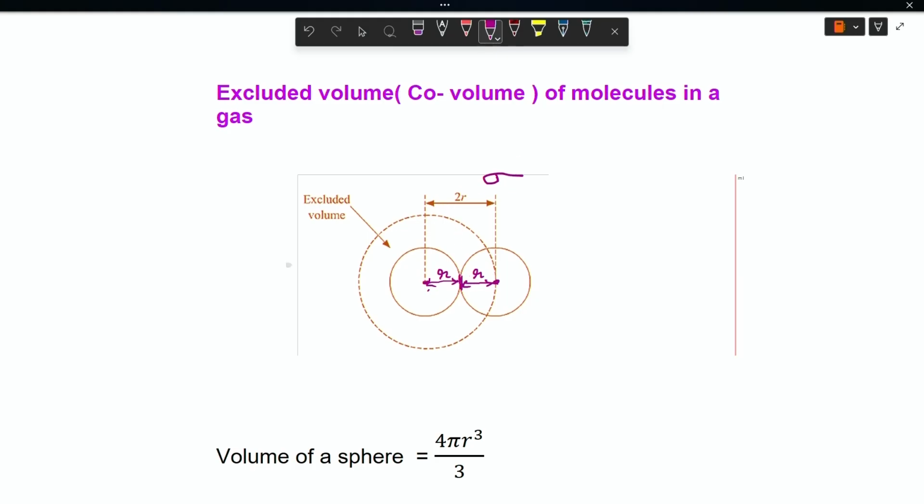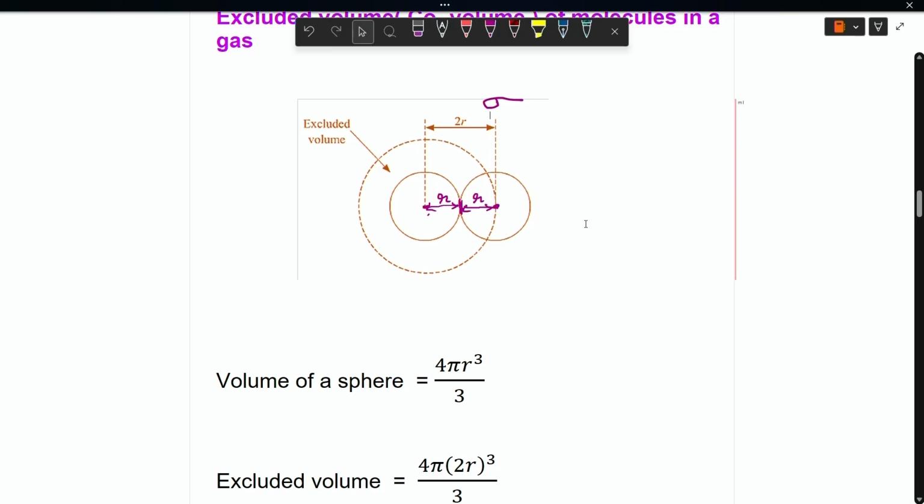Now, when this molecule approaches the other molecule, it cannot come closer than this. This is the maximum possible approachable limit, and this is a collision taking place between the two molecules. This diagram is a two-dimensional picture, but you have to imagine each molecule as a three-dimensional sphere. The distance of closest approach between them is known as the collision diameter, which is equal to 2r.